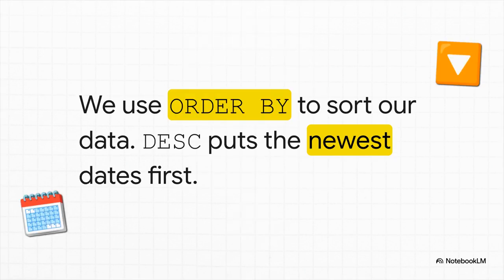For that, we use the order by clause. We tell it to sort everything by the hire date column. And that keyword, DESC, just stands for descending, which means it'll put the newest dates, the most recent ones, right at the top of our list.